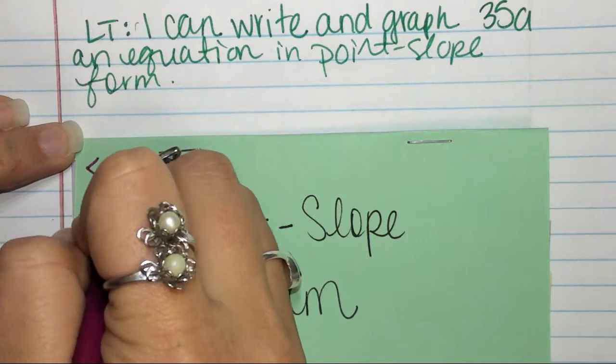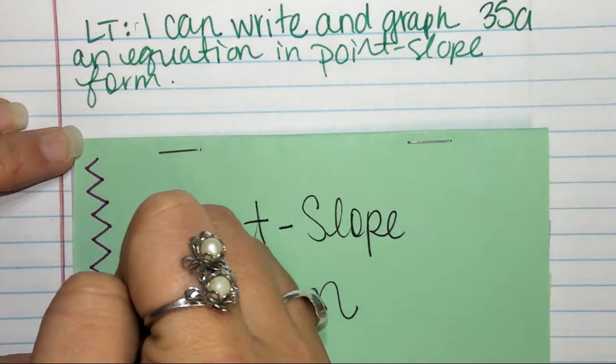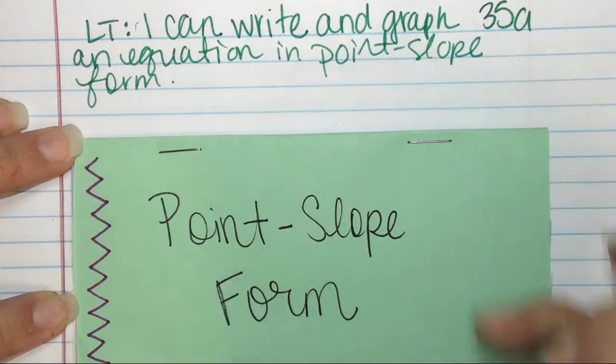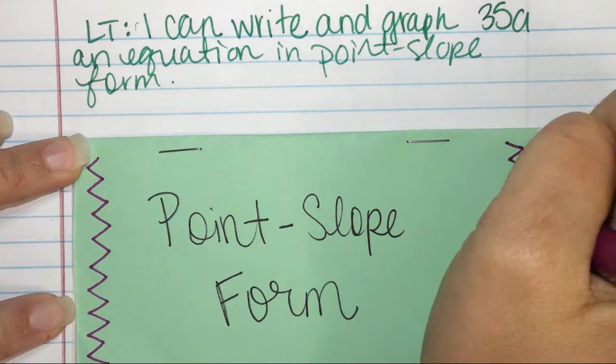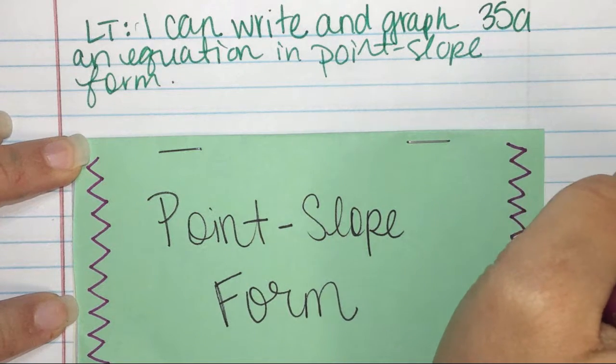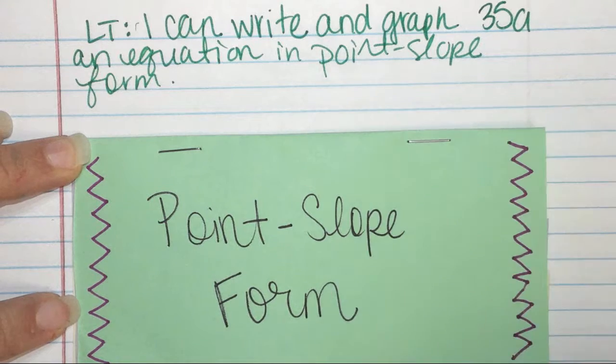So today we're going to be able to write and graph an equation in point slope form. Point slope form is when I give you a point and a slope. It is exactly what it sounds like.